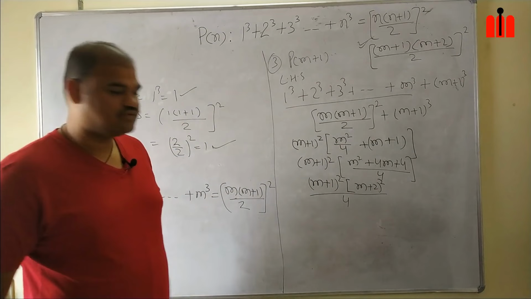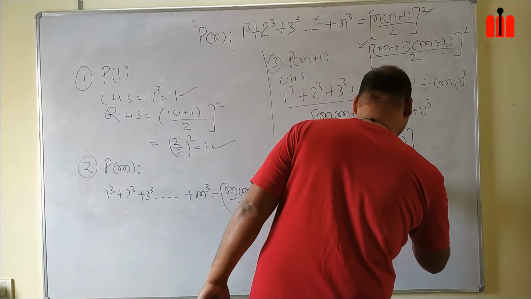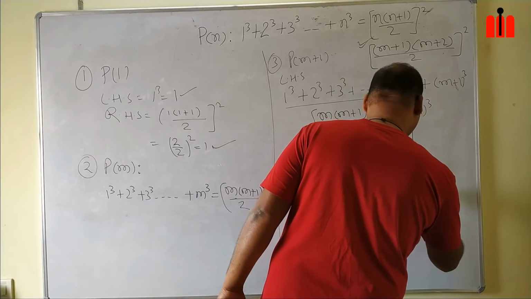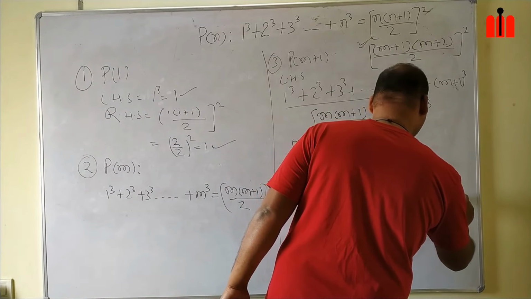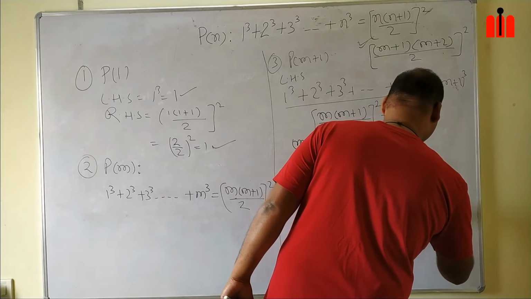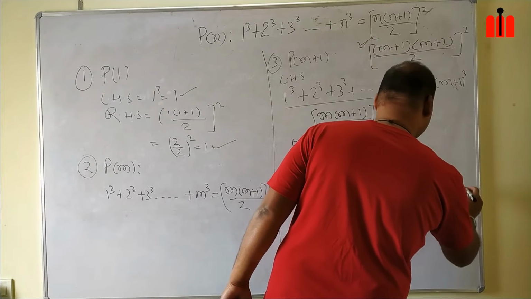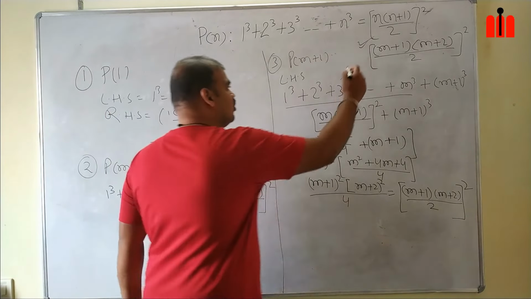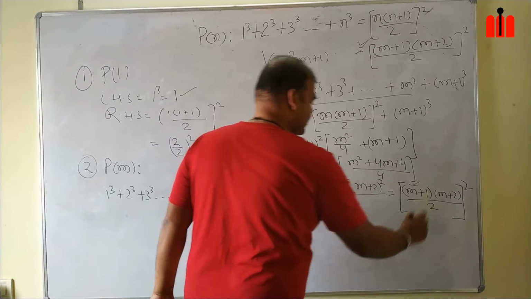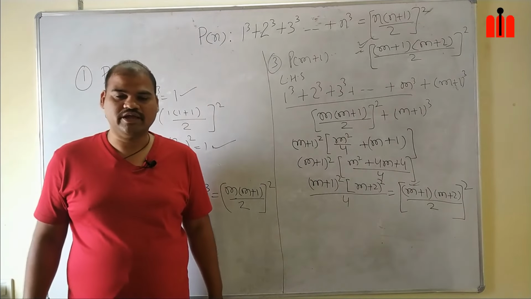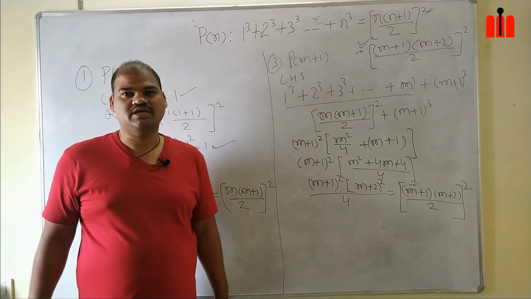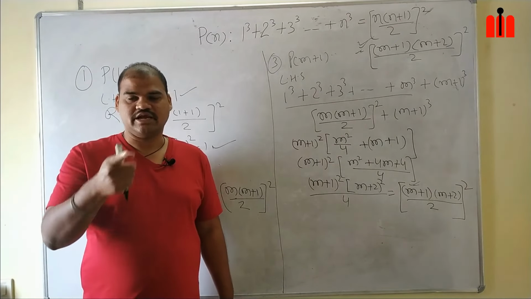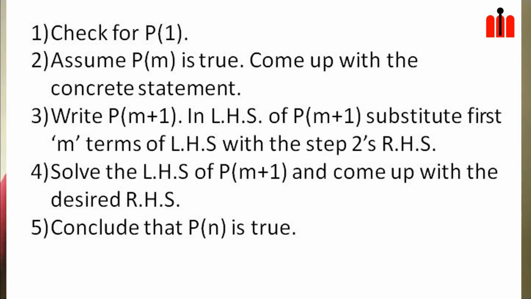Now this one you can simplify as m plus 1 into m plus 2 by 2 whole square. So you got the same thing which you had anticipated. This completes our first sum. Chalo, the second sum is on your screen.